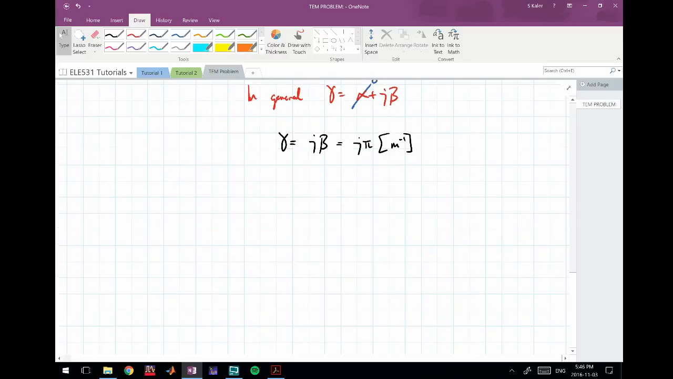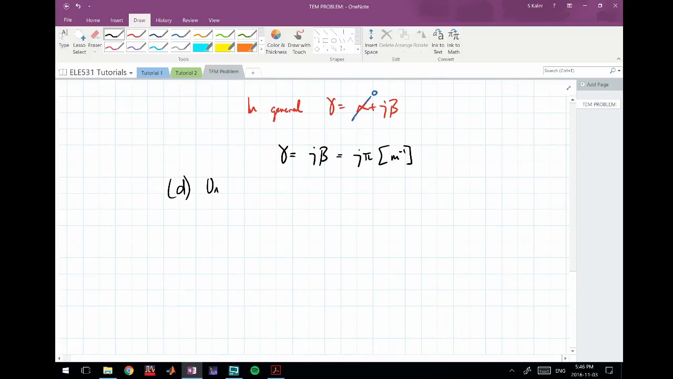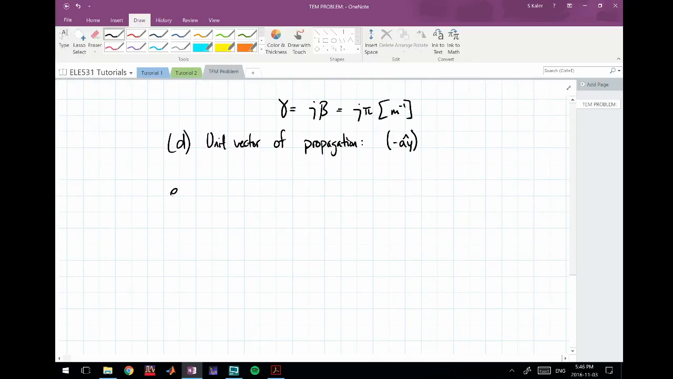So now we can go on to part D, and this asks for the unit vector of propagation. Now, if you go back to the top, we realize that I've already done this part, I guess, and this is in the minus ay direction because it's e to the positive j pi y, and we define e to the minus j pi y as the forward traveling. So that's quite simple. Now we can go on to E.